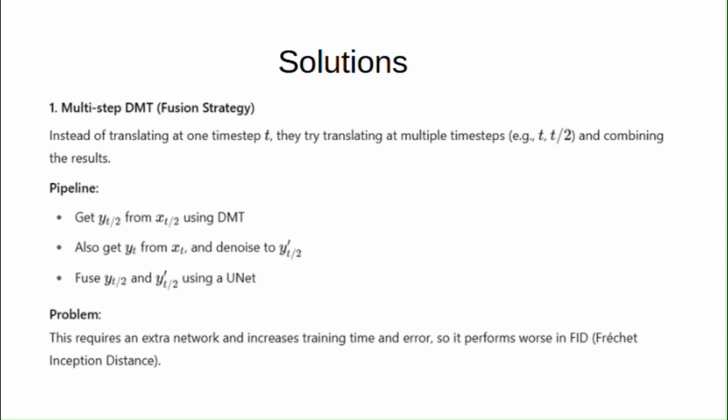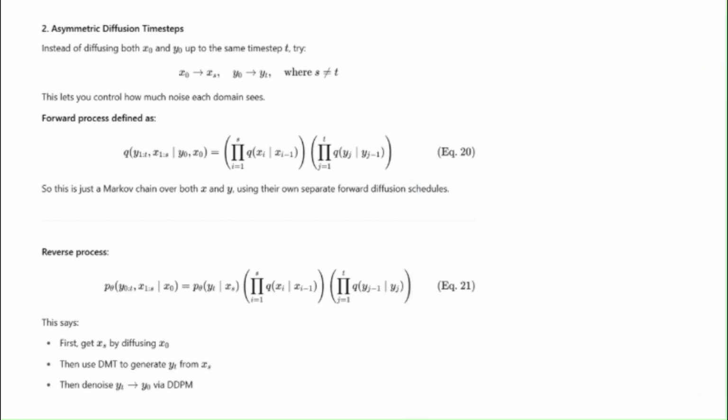Okay, now let's examine the second approach, asymmetric diffusion timestamps. In this strategy, we remove the constraint that both the source and the target images must be diffused to the same time step. Instead, we allow them to be diffused to different time steps, x naught to xs and y naught to yt, where s is not equal to t. This offers more flexibility. The forward diffusion process is written as q of x from 1 to s, y from 1 to t, given x naught and y naught, and it is denoted by a joint probability distribution, the product of q xi given xi minus 1 and q yj given yj minus 1, where i ranges from 1 to s and j ranges from 1 to t.